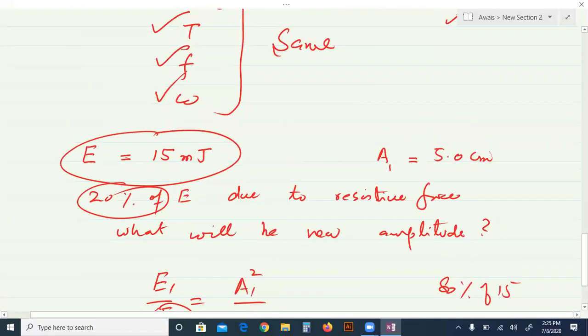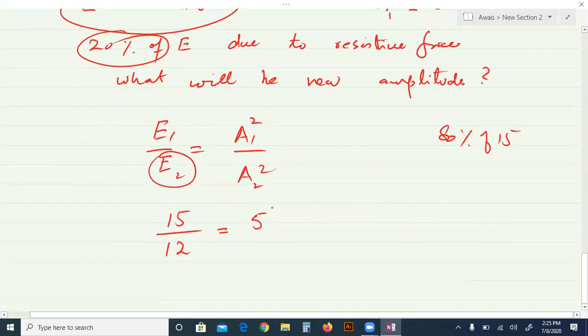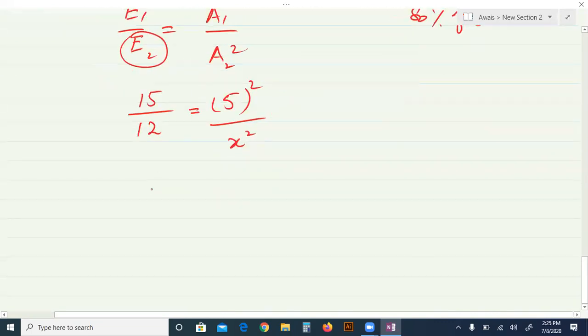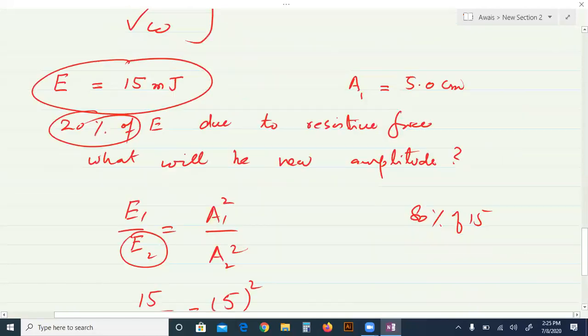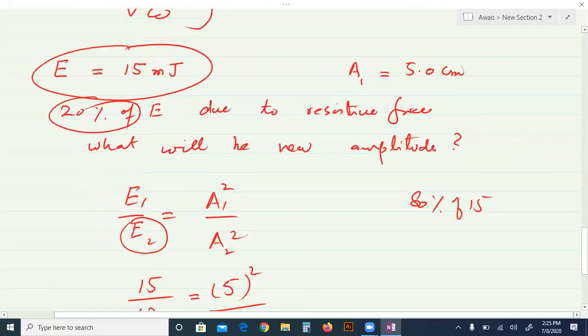And then the initial amplitude is 5. So we will write here 5 square. The new amplitude is required. So 15 divided by 12 equals 25 over x square. So we can write x square is equal to 25 multiplied by 12 divided by 15, and then the square root of this whole thing. So the answer x will be approximately 4.5 centimeter. You can check with the calculator. So this is the new amplitude after losing 20% of its energy.